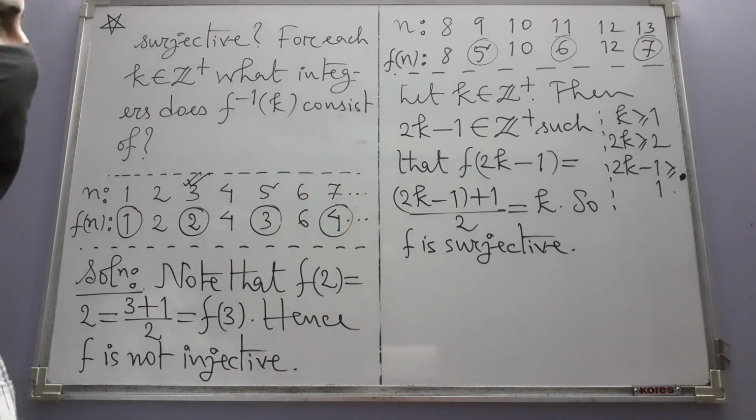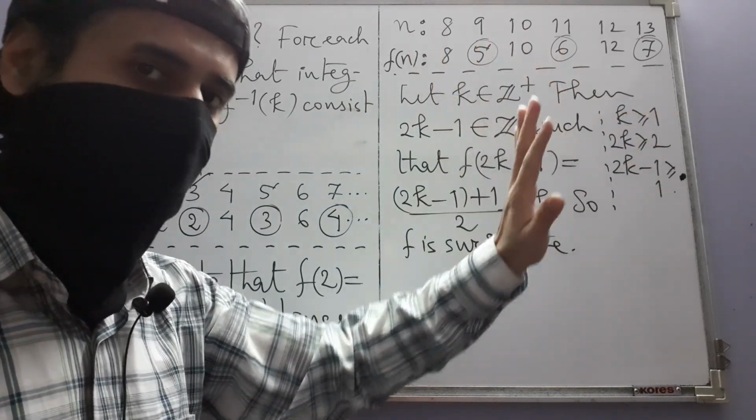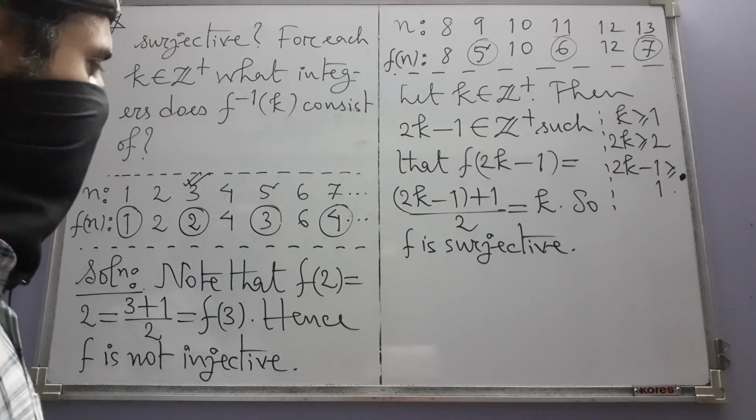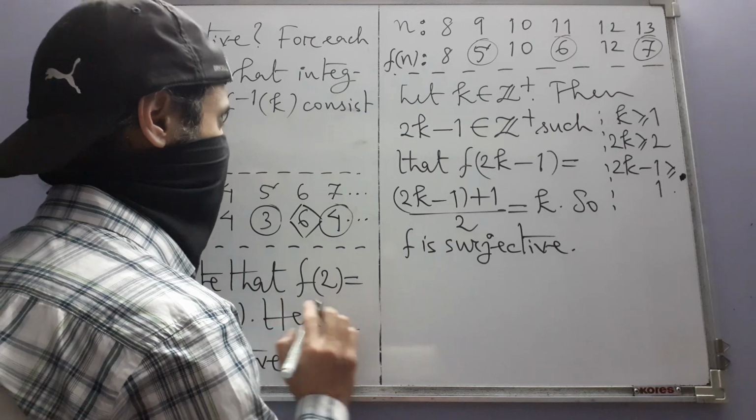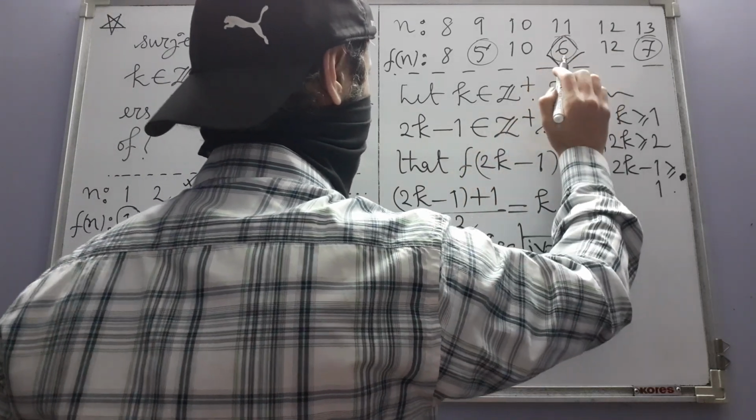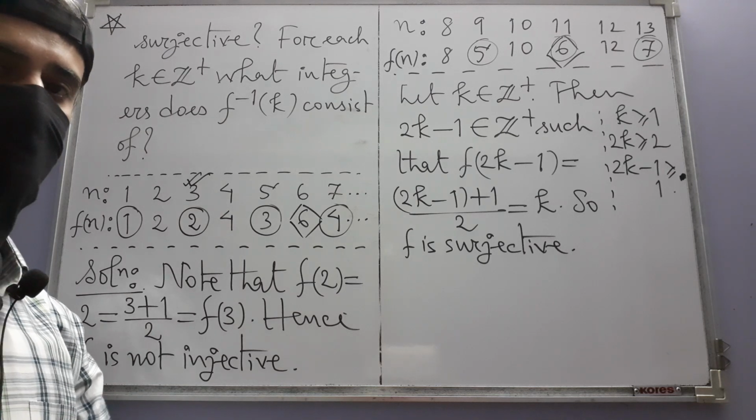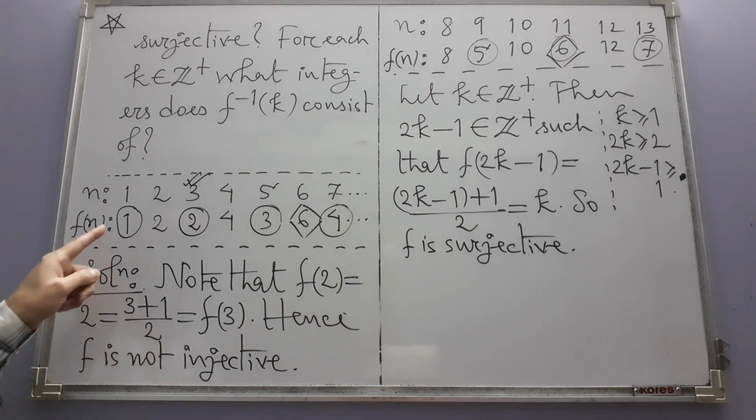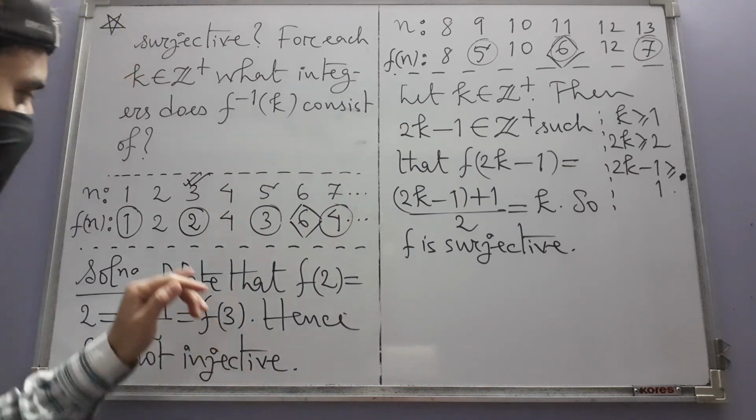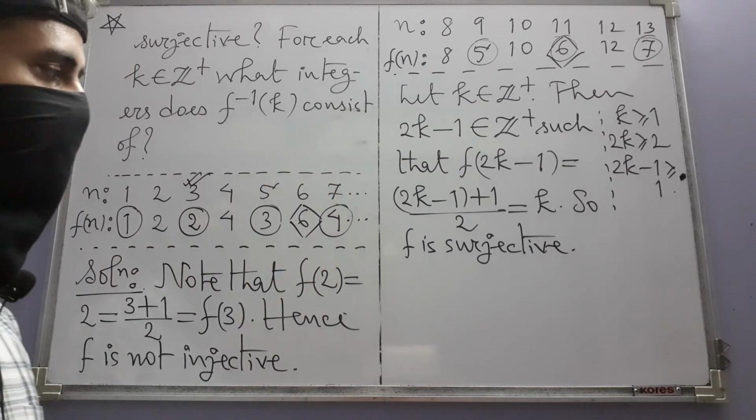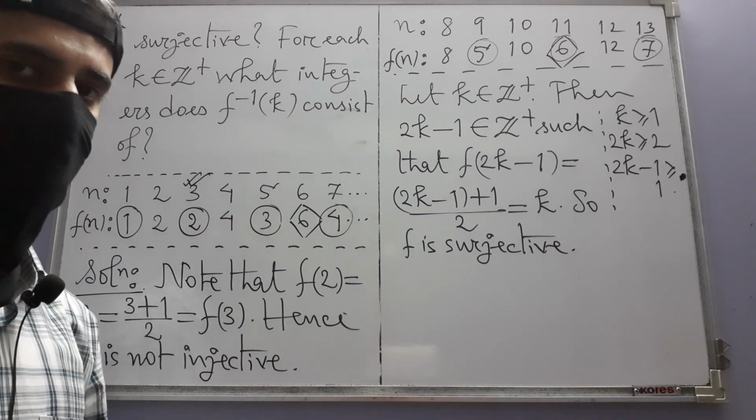Okay, so after 4, we have 5. It appears that 5 will appear only here and nowhere else. What about 6? 6 has appeared here and also here, again 2 times. Now, which ones are appearing once and which ones are appearing 2 times? You can see that the odd numbers are appearing only once, whereas the even outputs are appearing 2 times. Okay, so let's now next claim this.